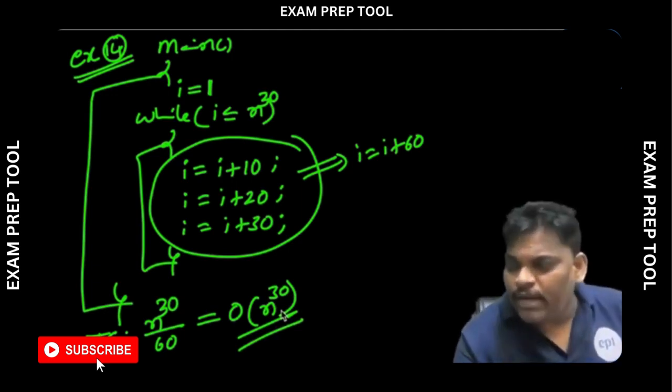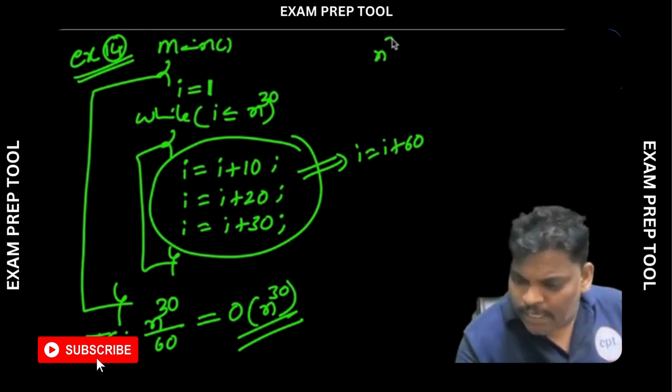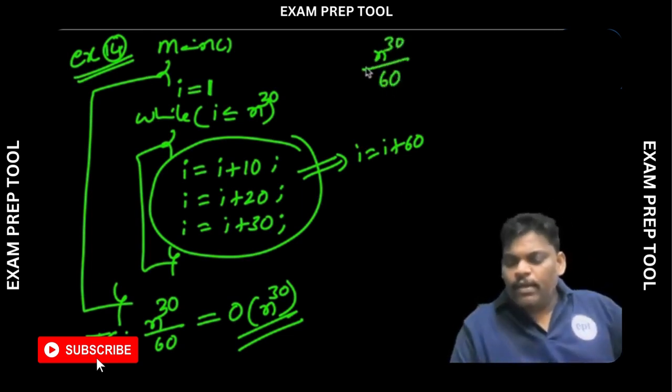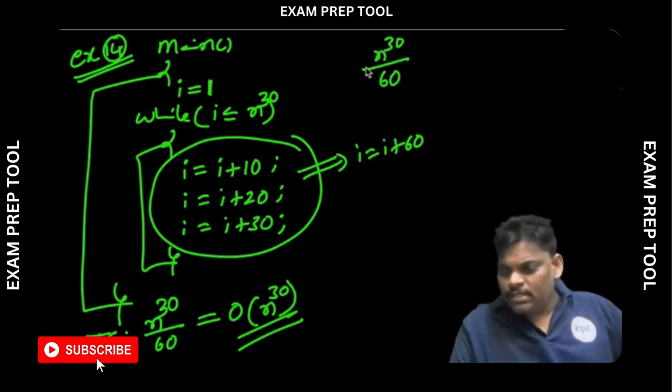Right? Always adding 60. So it will become n power 30 by 60. If n is there, n by 60. If n power 30 there, n power 30 by 60.